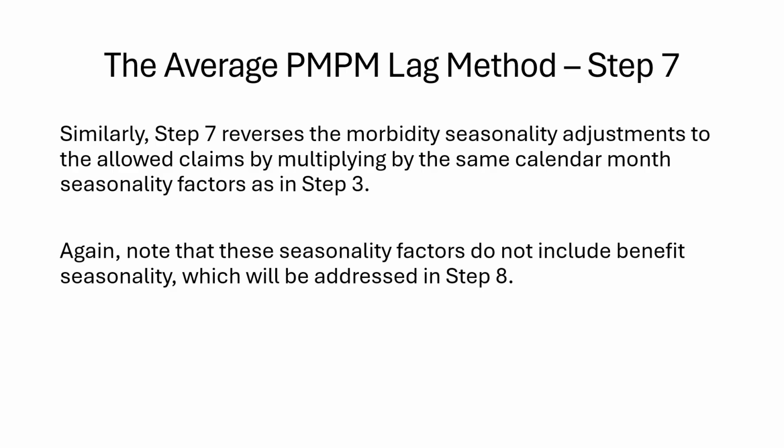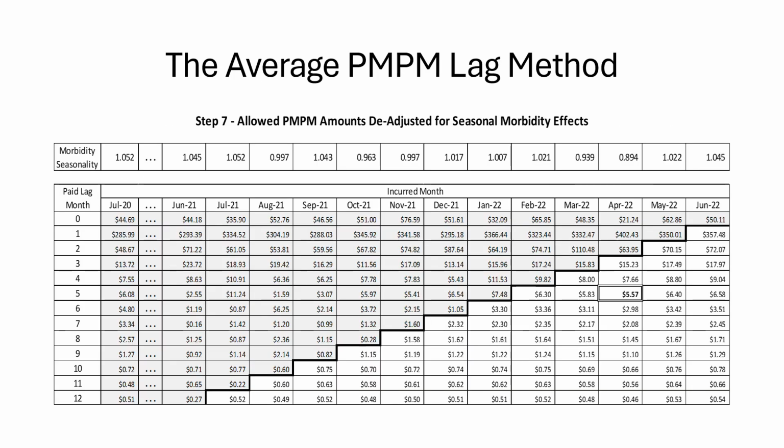Similarly, step 7 reverses the morbidity seasonality adjustments to the allowed claims by multiplying by the same calendar month seasonality factors as in step 3. Again, note that these seasonality factors do not include benefit seasonality, which will be addressed in step 8. So for claims incurred in April 2022 and expected to be paid in lag month 5, the $6.23 PMPM value from step 6 is multiplied by 0.894 to get $5.57 PMPM.